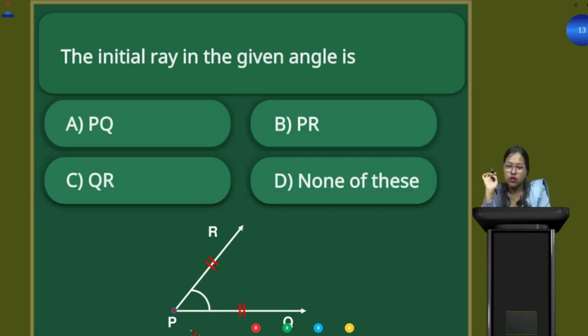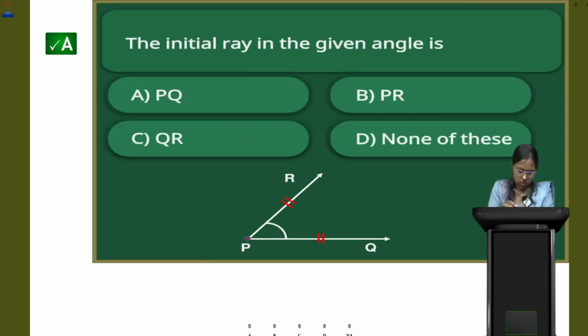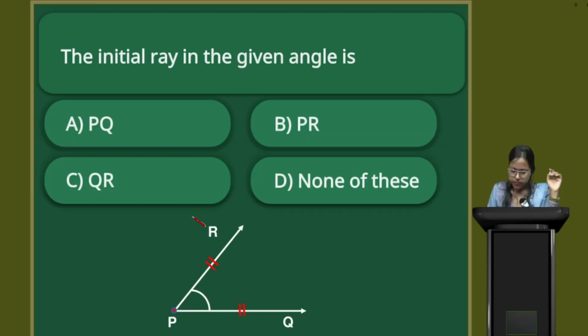All of you try to answer which one is the correct option. Which one is the initial ray? Whether PR is the initial ray or PQ is the initial ray. Okay, your time is up. I am showing you the answer. Your correct answer is option A. PQ is the initial ray. We start like this. This is the initial ray.